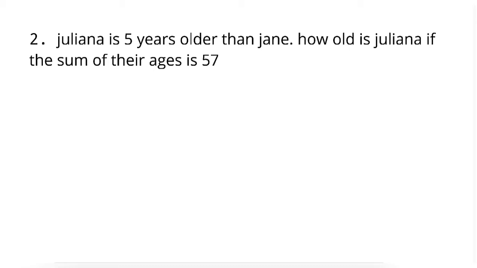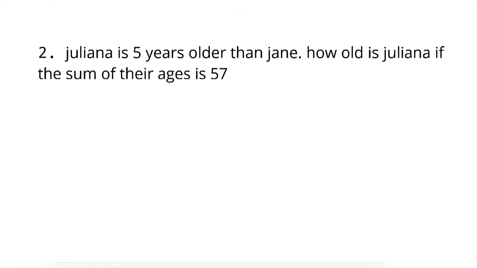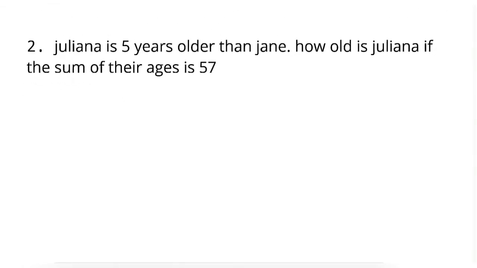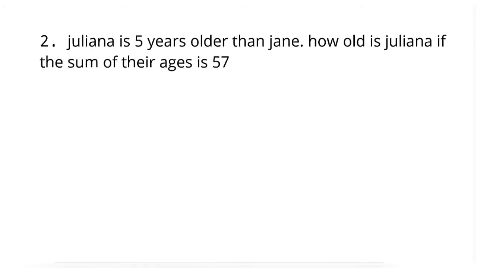Number 2 is saying that Juliana is 5 years older than Jane. How old is Juliana if the sum of their ages is 57? Like we have been doing, Juliana is being compared to Jane. So we shall start with Jane's age.